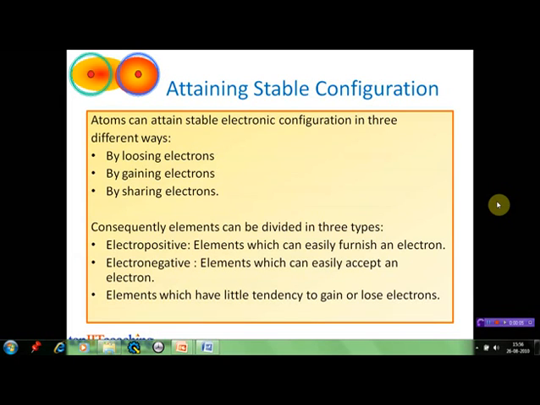The atoms can attain a stable electronic configuration, that is the noble gas structure, in one of three ways. First is by losing electrons, second by gaining electrons, and the third is by sharing electrons. Now, based on which method they use to attain a noble gas configuration, the elements can be divided into three types. First is the electropositive elements. These are the elements which can easily furnish or lose an electron. The second type are the electronegative elements. These are the elements which can easily accept an electron. And the third type are those elements which have very little tendency to gain or lose electrons.